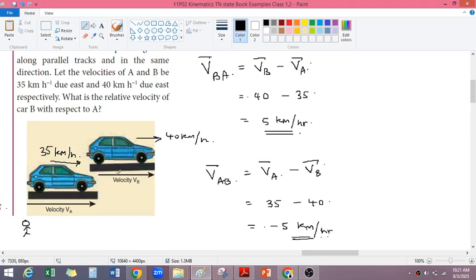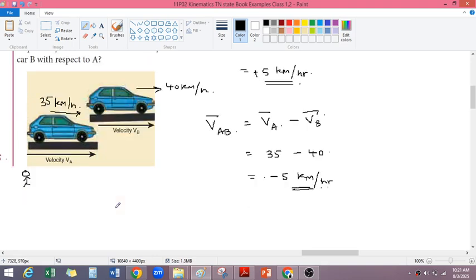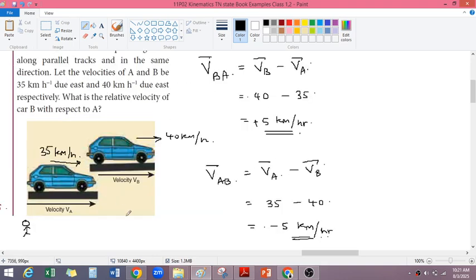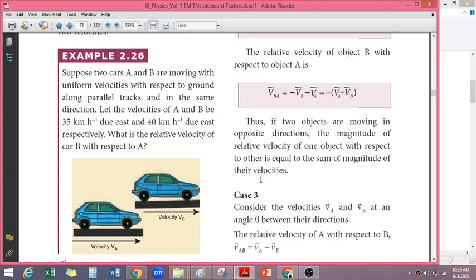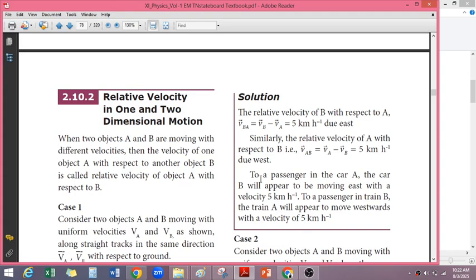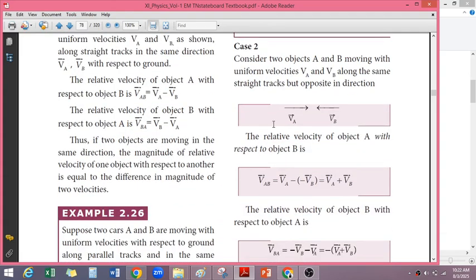So what is the meaning of this? Plus 5 means B is ahead of A by 5 kilometers for every 1 hour, whereas A is behind B. That's the meaning of this. So A is behind B, and that's what the negative represents. Sometimes the cars might be going in the opposite direction. Then it will get added up. So we'll see if they have given that example. Yeah, you see case 2, they have given A and B in the opposite direction.